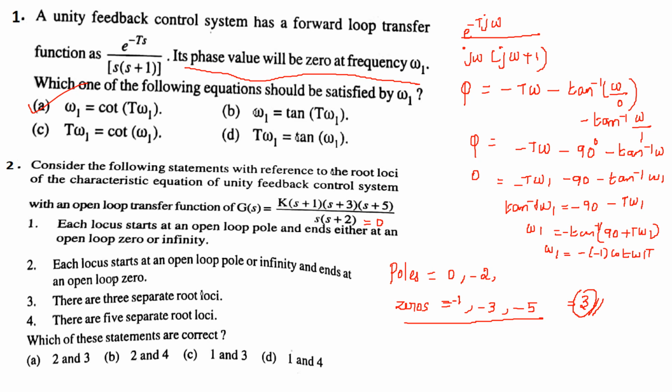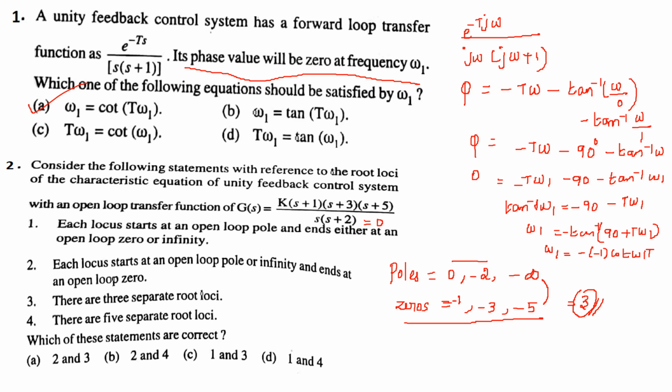Now, the root loci always start from open loop poles and end at open loop zeros. Here 2 poles are there, and these 2 poles end at 2 zeros. So another root locus starts from minus infinity and ends at minus 5.